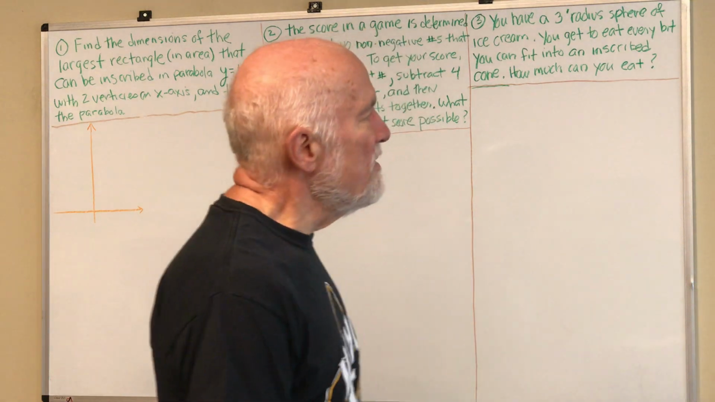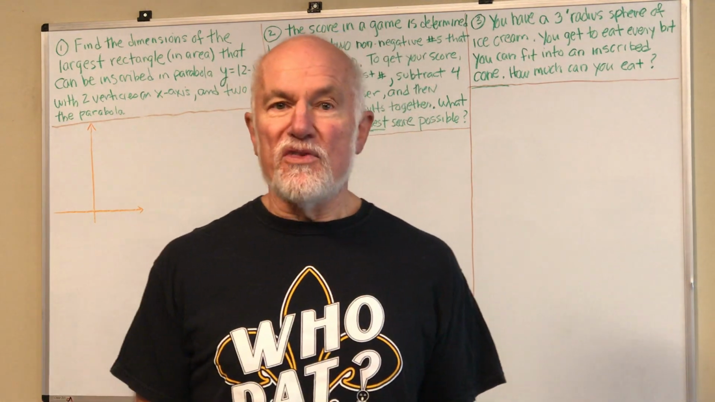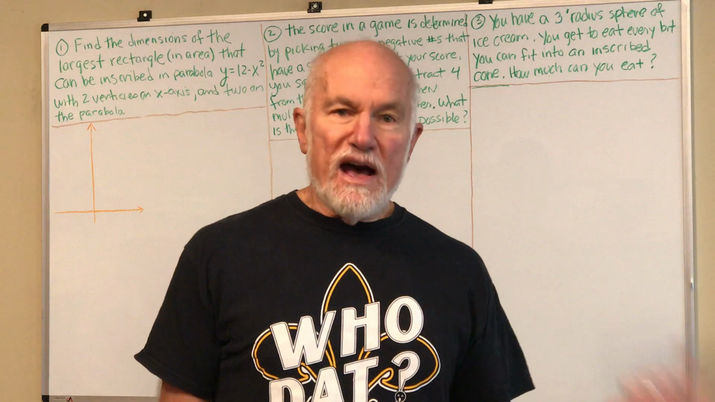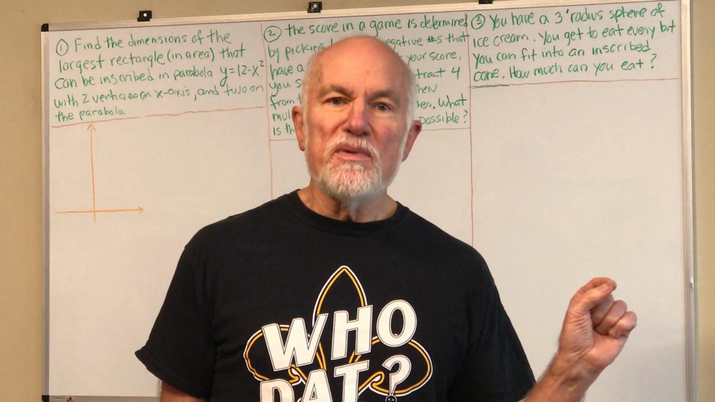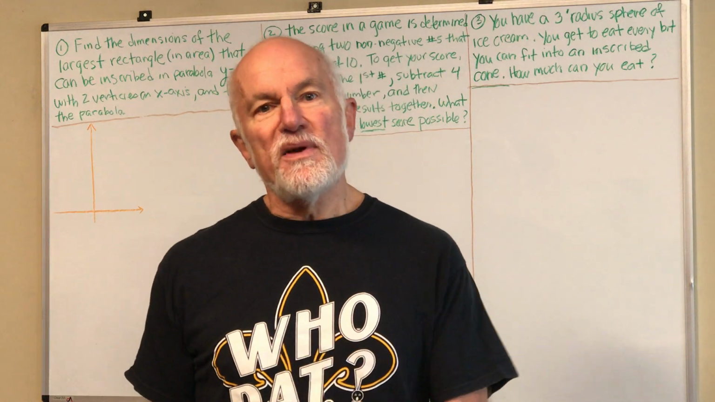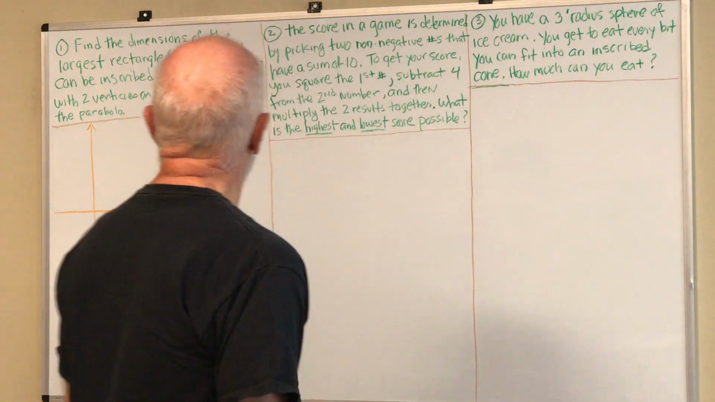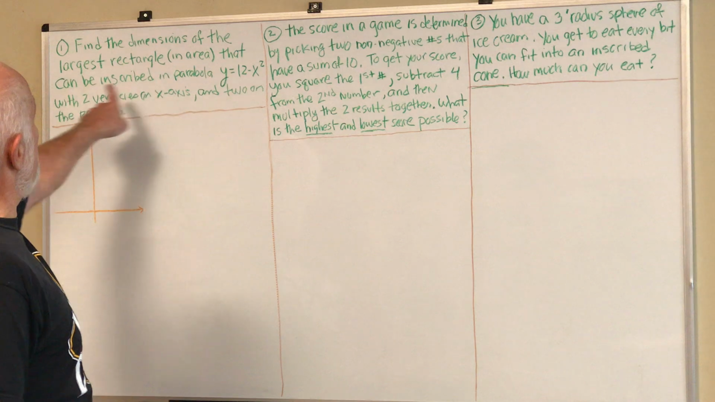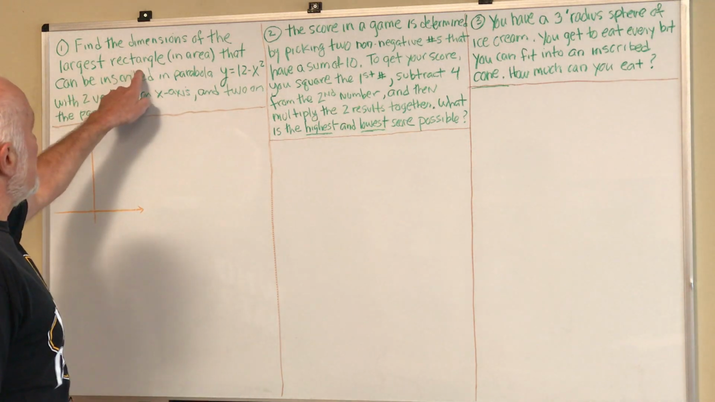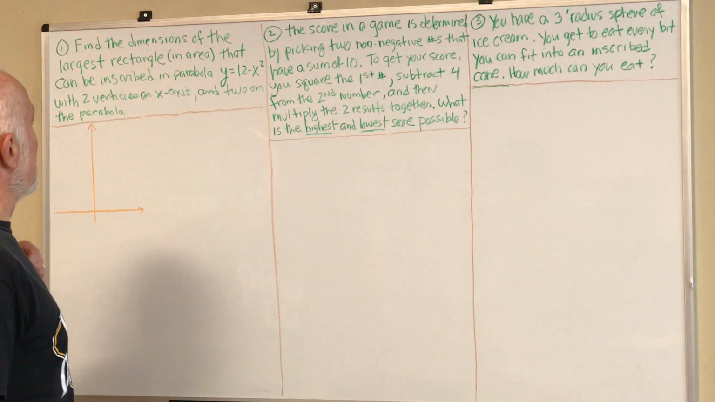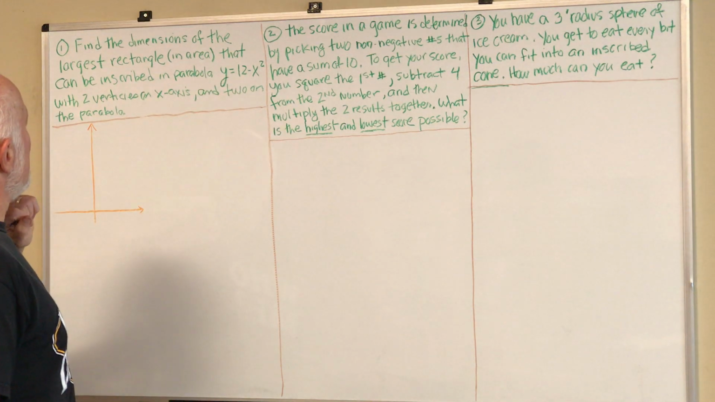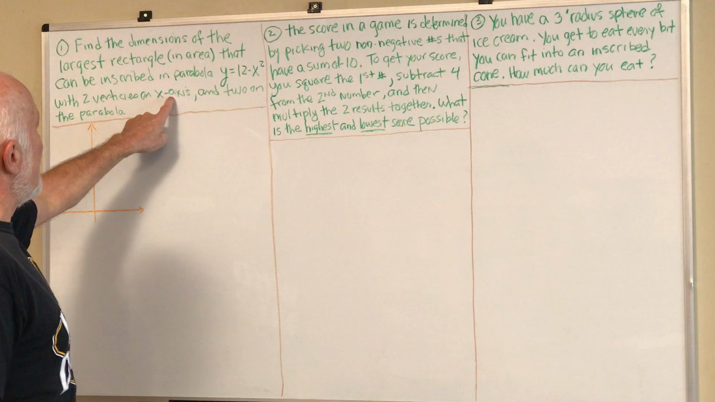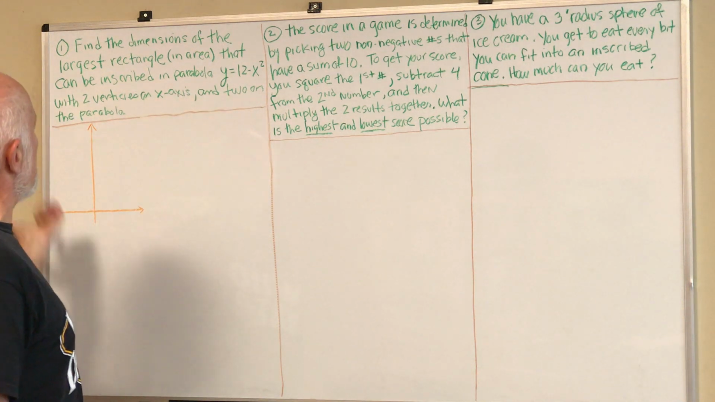So the best way we can do this is with examples, and I've picked 5 examples, and I'm hoping we'll go from a little bit easier one and they'll get a little bit harder as we go along. So the first one is, find the dimensions of the largest rectangle in area that can be inscribed in this parabola with 2 vertices on the x-axis and 2 on the parabola.